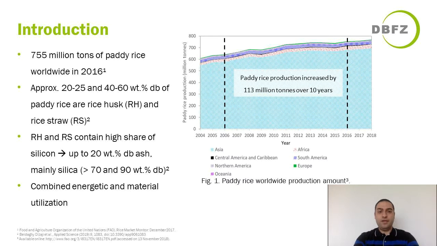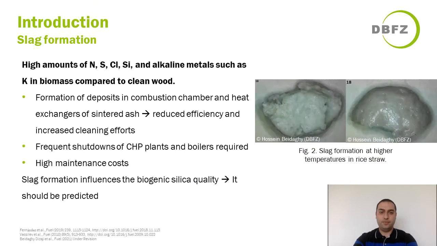These materials have a higher share of ash content, which can reach 20 dry base weight percentage, and a higher share of silica in their composition, which can be up to 70 and 90 for rice straw and rice husk respectively. Therefore, a combination of energetic and material utilization can be considered for such agricultural residue materials.